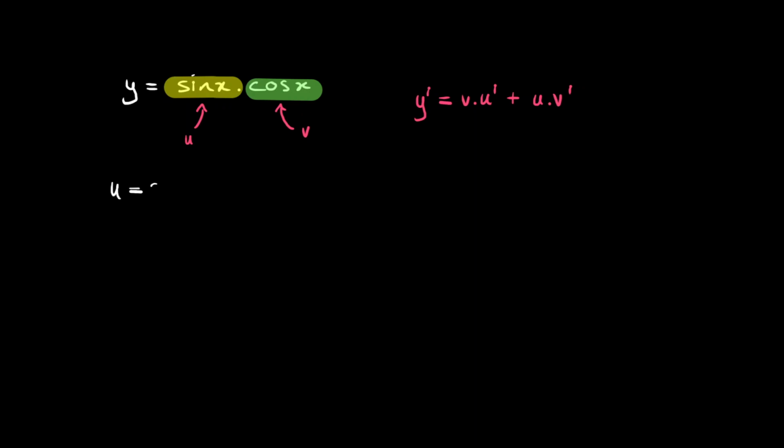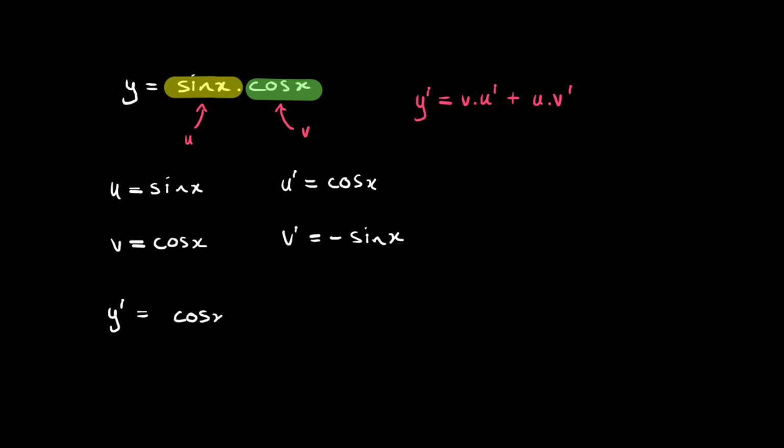So u is sine x and v is cos x. That means if we differentiate u, we're going to get cos x. And then if we differentiate v, we will get minus sine x. Okay, so then what's dy dx? Well, dy dx is v, cos x, times du dx, which is also cos x, plus u, which is sine x, times dv dx, which is minus sine x.